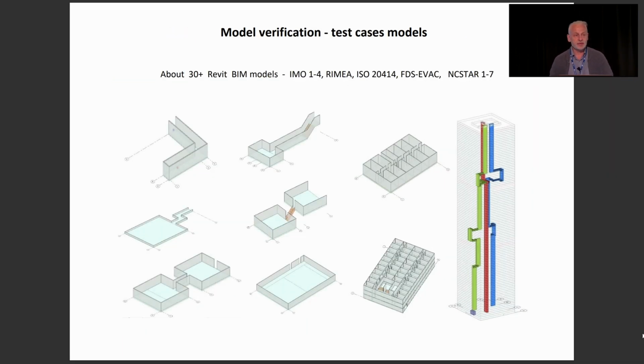For model verification, we have made a set of BIM models that we can find in different sources. For example, Maritime Organization Guide, RIMEA Guide, International Standards, Verification Guide of FDS Evac software, and the NIST report about World Trade Center evacuation. There are some images of these models.